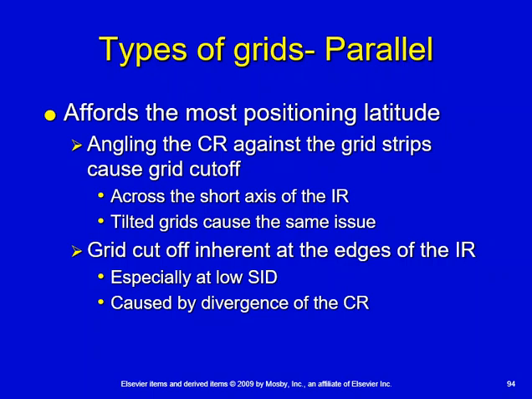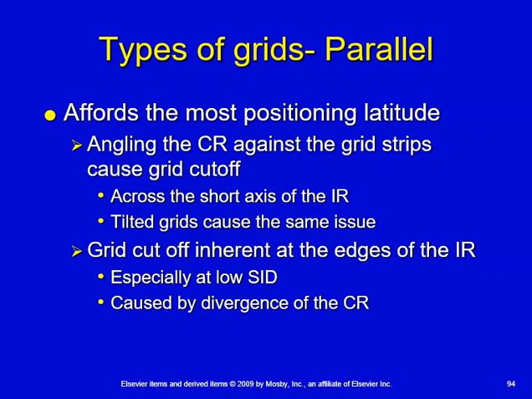So you can angle with the long axis of the grid strips, but you can't angle against them, and that's whether the image receptor is tilted, the grid is tilted, or the central ray is angled. So that's really the only precaution for parallel grids: to make sure that your central ray is roughly parallel to your grid strips. So you can't angle across the short axis, you can't angle with the long axis, and you can't tilt the grid. Otherwise, you're going to get grid cutoff across the entire image.